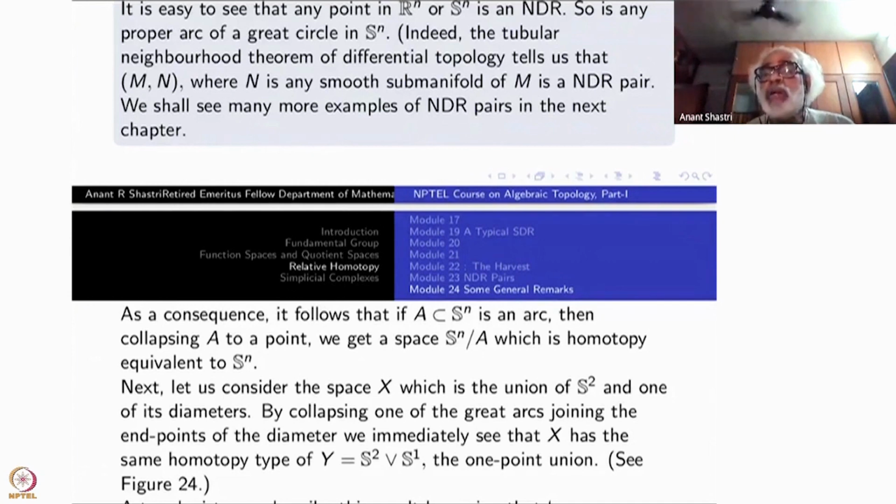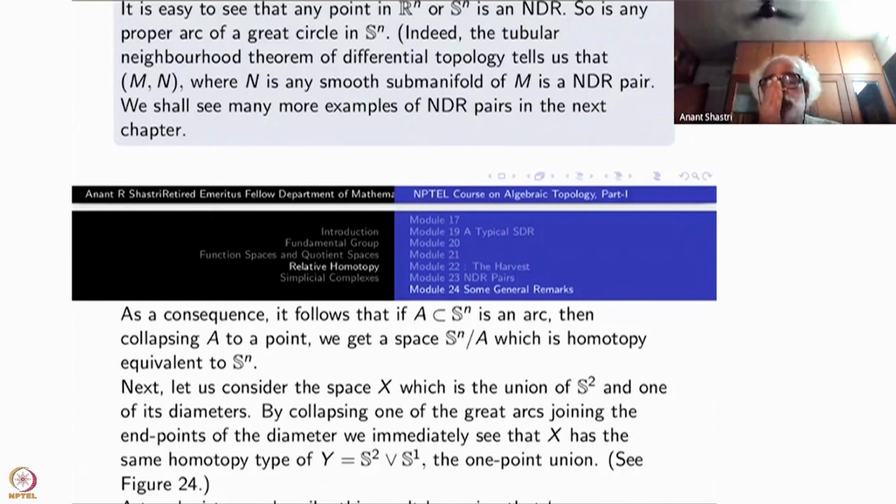If you are asked to write down homotopy equivalences every time, you will see how horrendous it is. But the theory is easy to remember and easily helps us. This is the point I want to tell you. Let us consider a little more complicated example. Let us take the sphere along with one of the diameters. So that is my space X.